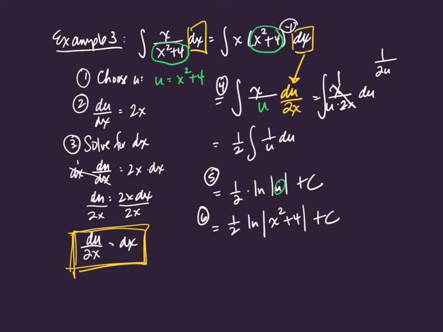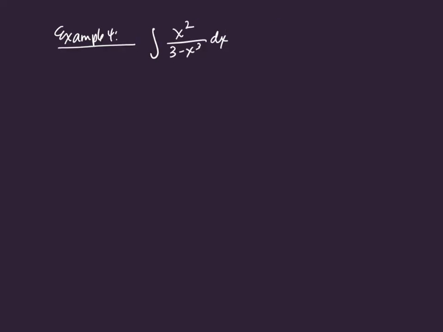Right? Got 2 more here for you. Next one, x squared over 3 minus x cubed. So again, we follow our steps. Step number 1, choose u. Right? We notice that 3 minus x cubed, and maybe by now you may be starting to notice that whatever we choose for u, the derivative of it is close to what's left in the problem, right? We're going to end up with a minus 3x squared, if you will.